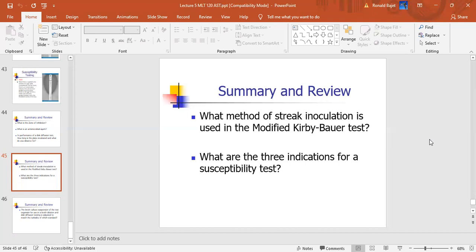So you haven't distinguished between saprophyticus and epi because you didn't do the novobiocin. So at this point, you can just go ahead and report out CNS or coag negative staph. If the doctor wants to further speciate, then you can drop your novobiocin. And for saprophyticus, you know that it's resistant to novobiocin.